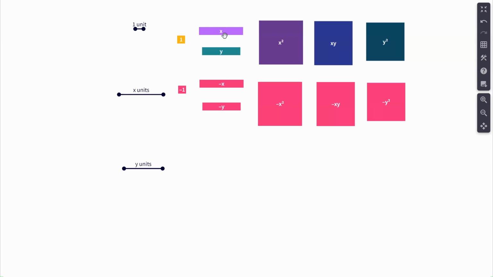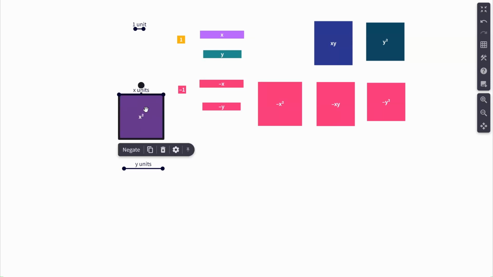Right next to it are two other tiles, the X and the Y. And so for the X, you might notice that it is X units long and 1 unit wide. So if I multiply the width of 1 times the length of X, I get 1 times X, or X. And then Y is similar. It's Y units long, 1 unit wide, 1 times Y is Y.